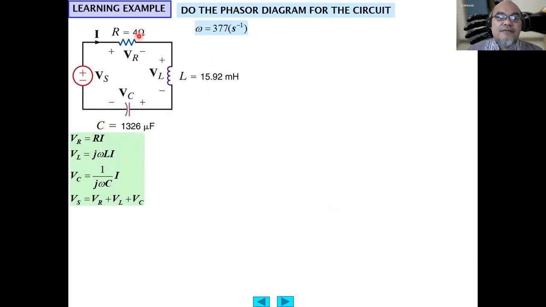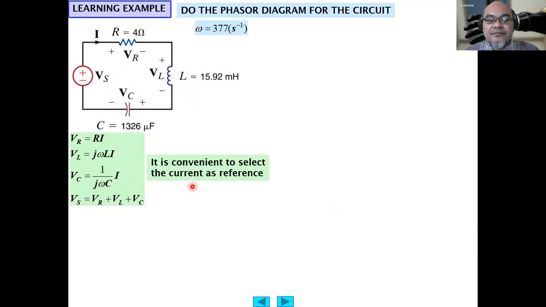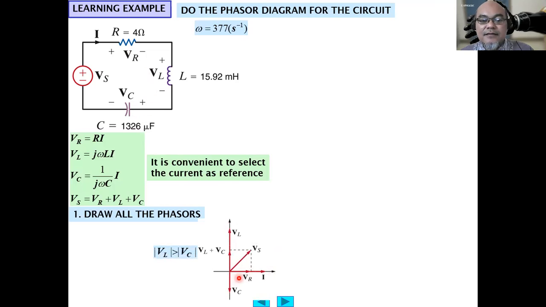So we can calculate VR first, equals R I, VL equals j omega L I, Vc equals 1 over j omega C times I, and Vs equals VR plus VL plus Vc. Let's take the current as the reference. It means we put the current on the positive x-axis. So we draw all the phasors. As we can see here, VR will be in phase with the current because there is no addition of phase angle due to j.